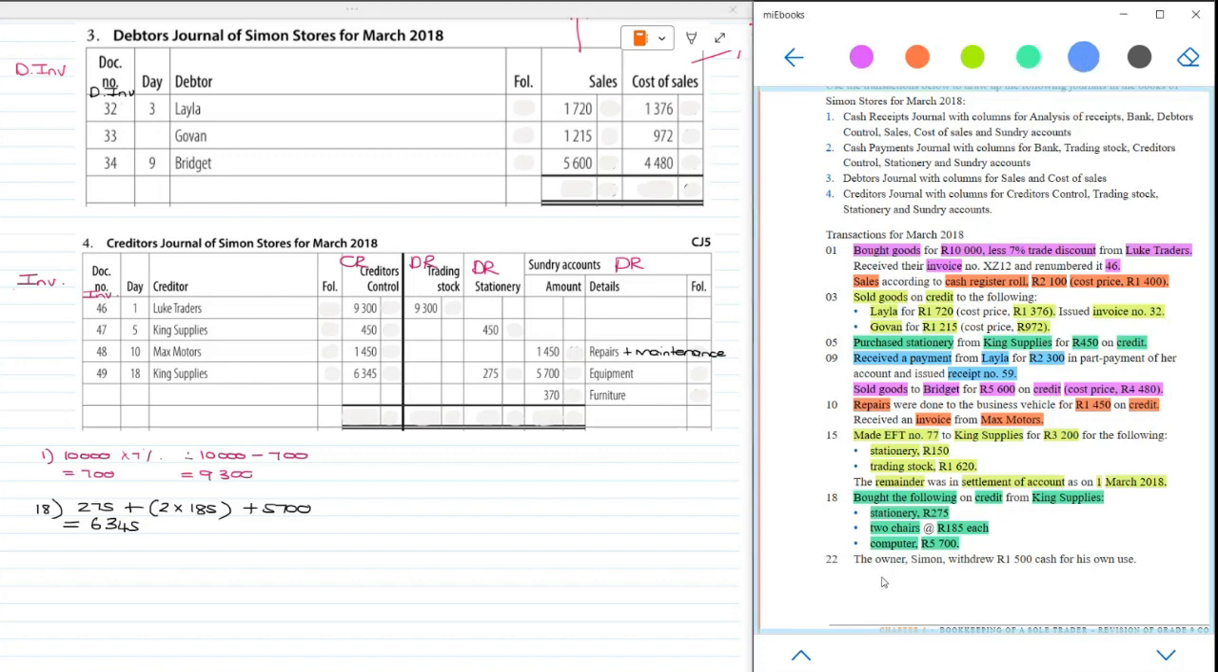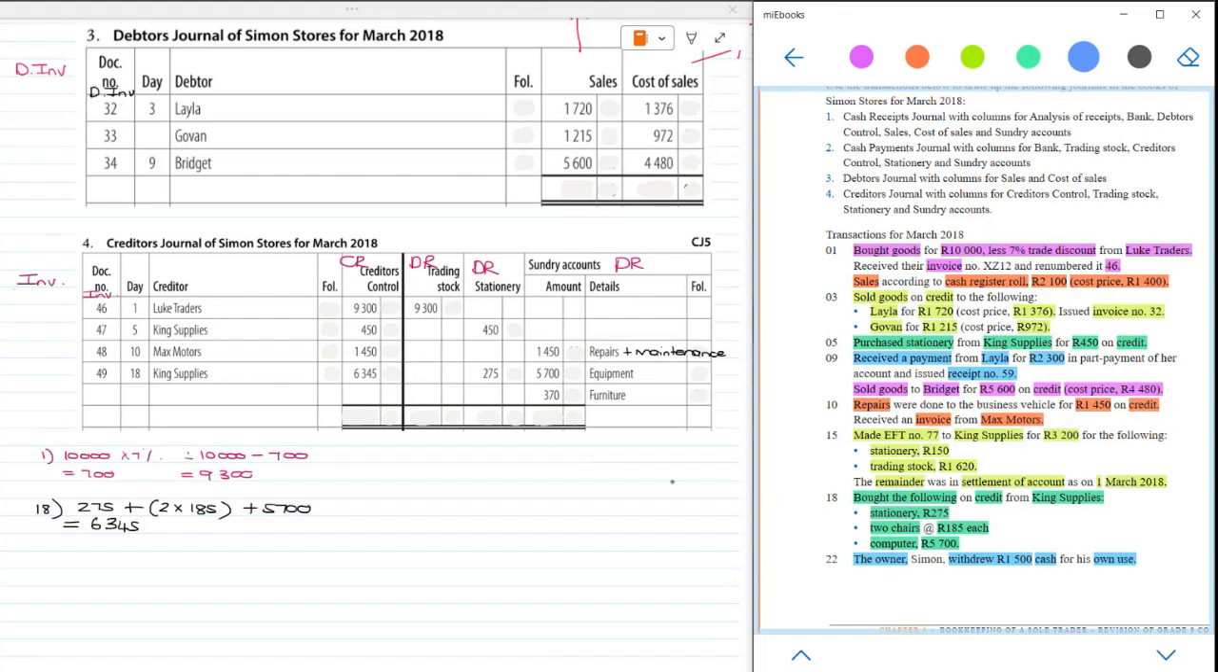Next transaction on the 22nd, the owner, Simon, withdrew 1,500 cash for his own use. When the owner withdraws cash, taking the business money, we need to see this as a payment. Remember, the owner will receive the money, but we are always doing the accounting records from the business's eye. So the business is paying that money to the owner.